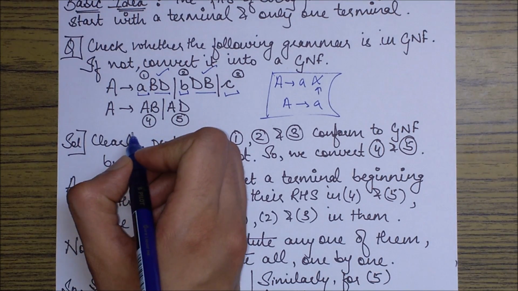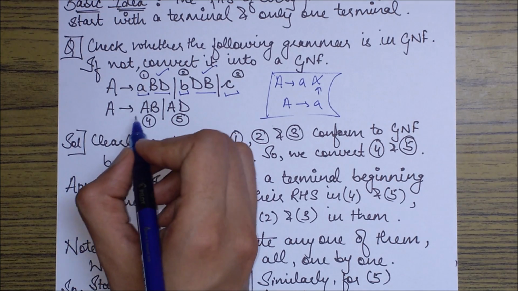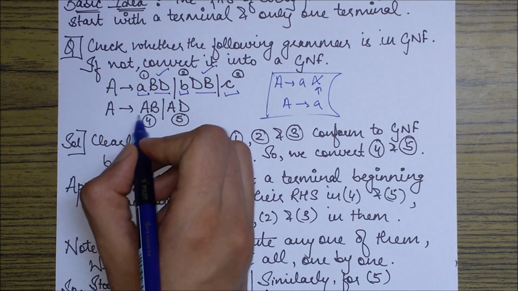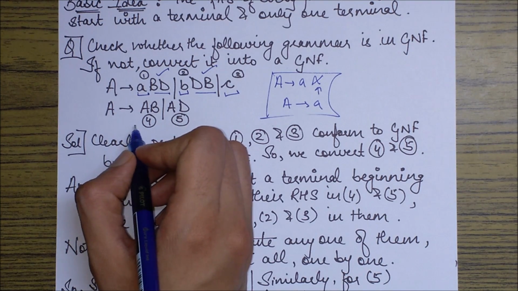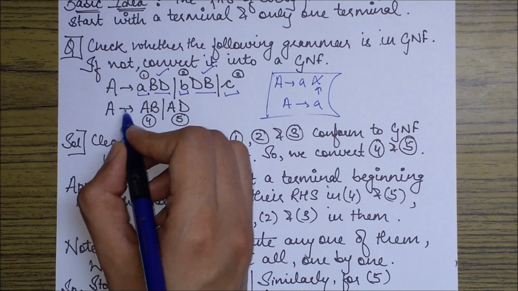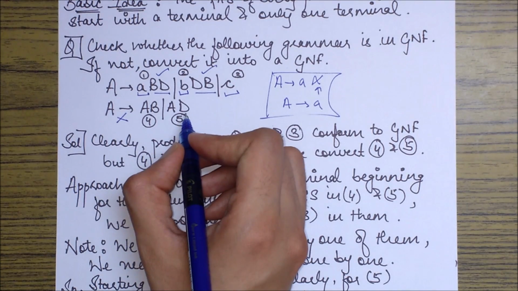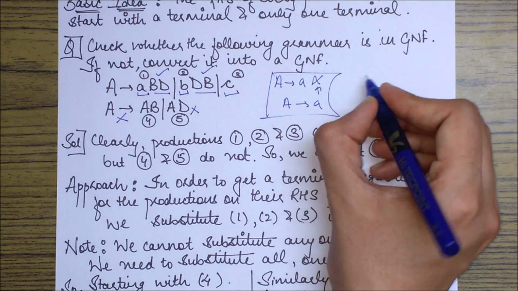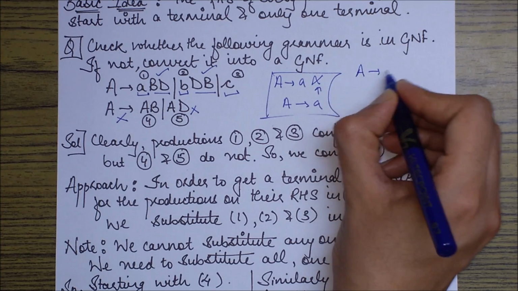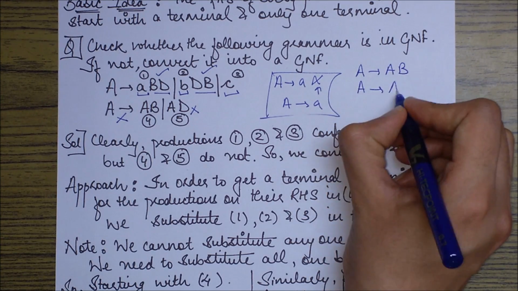The fourth one that you can see is A goes to capital A, capital B. So there is no terminal starting this production on the right hand side. Hence this is a problematic one. It does not match the format and we'll have to change it. So I've marked it with a cross. The next one again, no terminal starting the right hand side. Hence it will also need to be changed. So the productions that need to be changed are A goes to capital AB and A goes to capital AD.